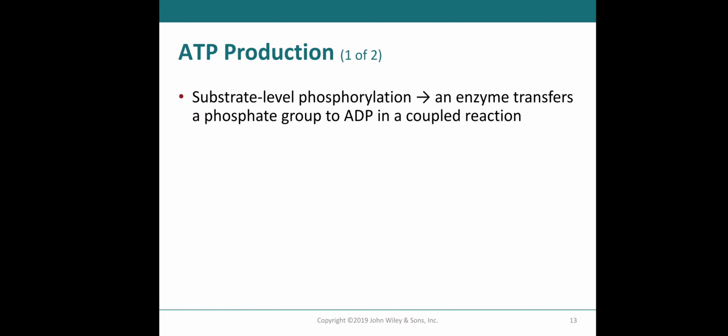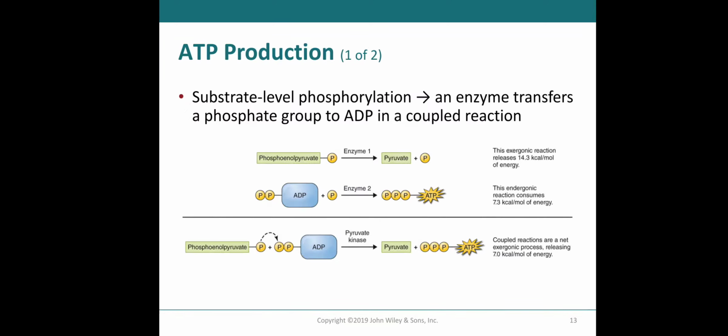So for ATP production, we have several ways to earn ATP, or rather to produce ATP, because again, this is how cells transact with energy. One of the ways to produce ATP is substrate level phosphorylation. In this case, you have an enzyme that transfers a phosphate group to ADP in a coupled reaction. So, basically, it's just a simple direct transfer.